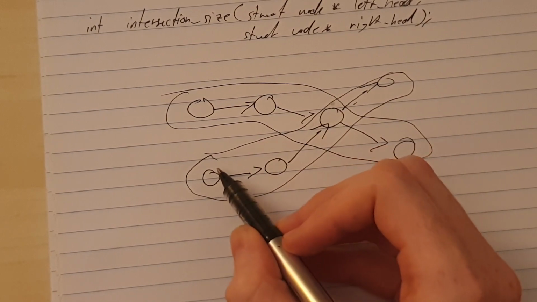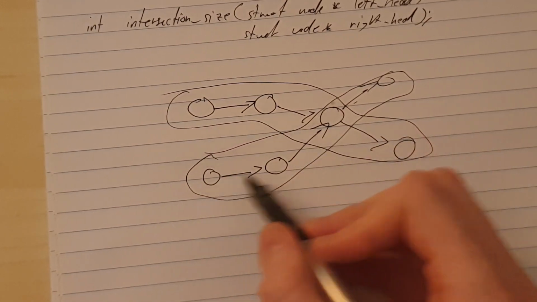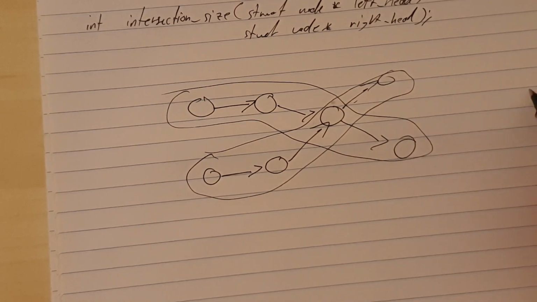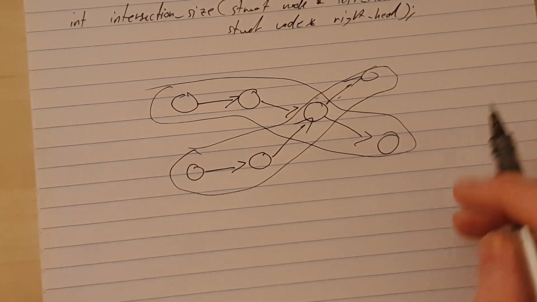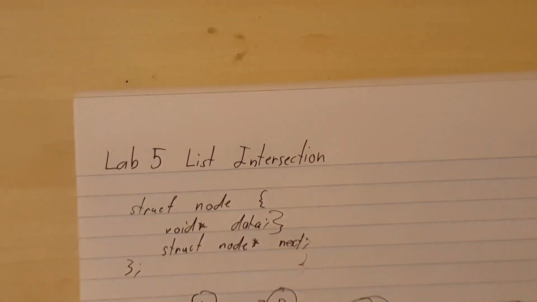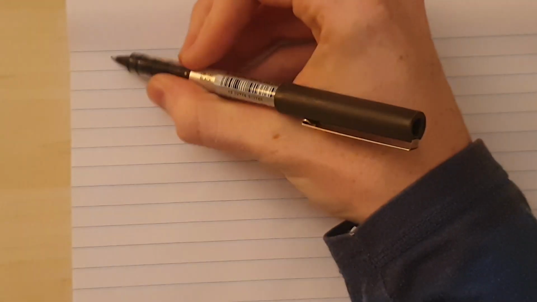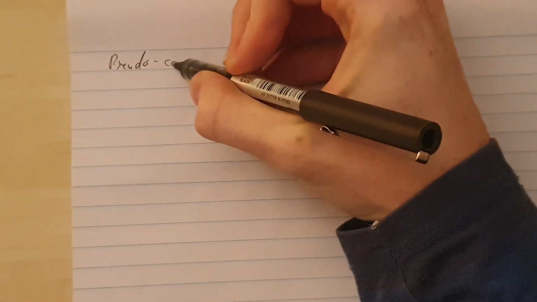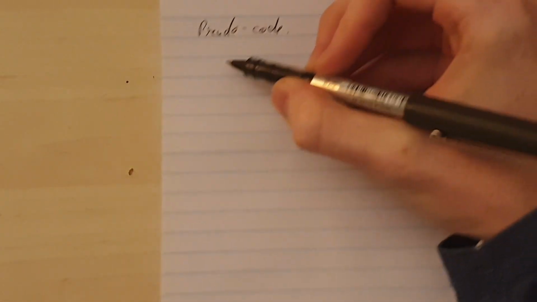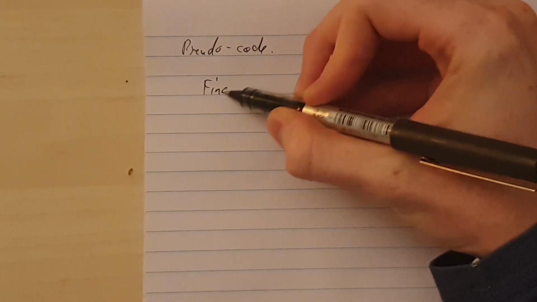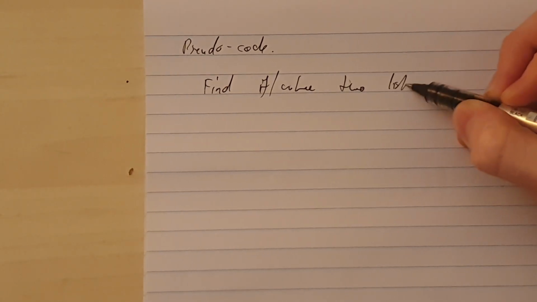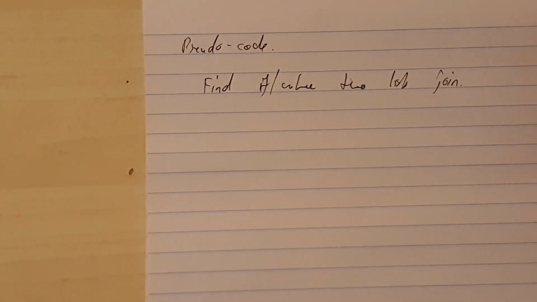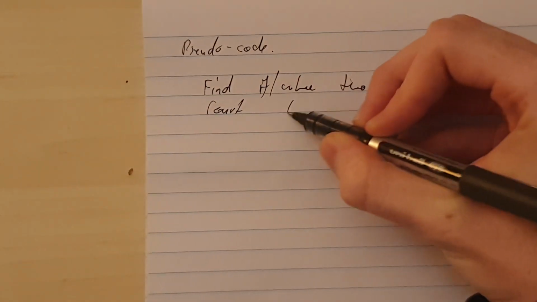So basically, what we've been asked to do is find a point where two lists merge and then count the length of the rest of the list, which is basically how I've implemented my code. The way I've thought about it as a logical problem-solving thing is a rough pseudo code type of thing. I want to find if and where two lists join, and then I want to count the length from then on.